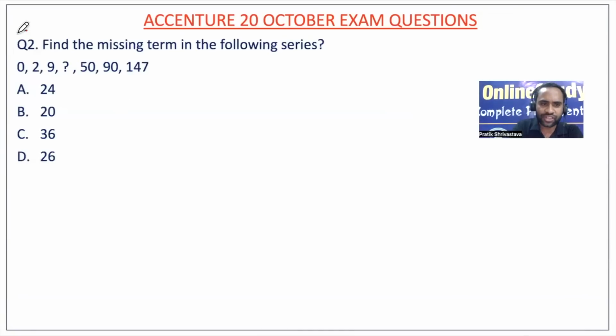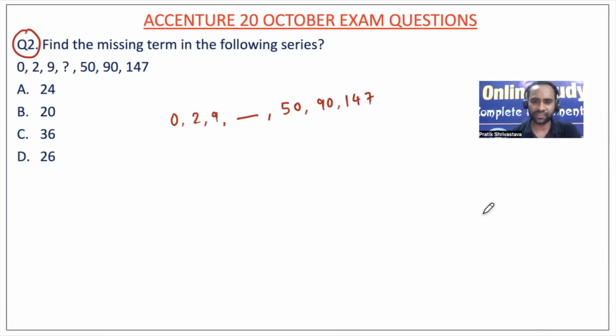The next question is a number series question. Find the missing term in the following series: 0, 2, 9, missing number, 50, 90, 147. Friends, when the missing number is in the middle, it becomes a little tricky, but no problem. Let us fill option 1. Once you fill one option, you will get an idea of what the logic could be here.